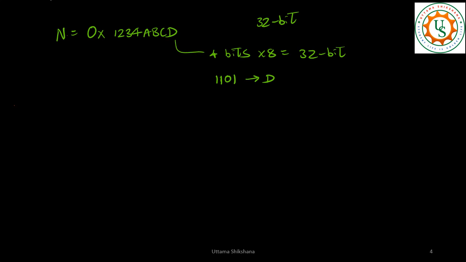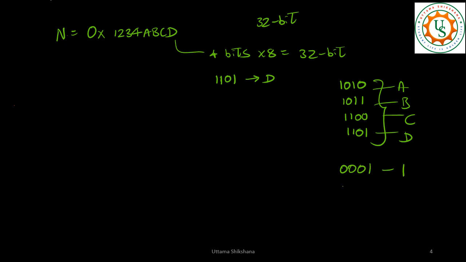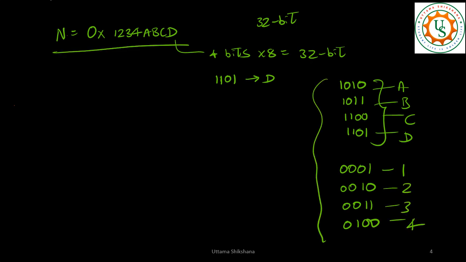Now similarly, how to represent A, B, C, D? So A, B, C, and D. And similarly, you know how to represent 1, 2, 3, 4. For the sake of completeness, I have written all of these so that it is easy for understanding. This is the 32 bit number I have taken.